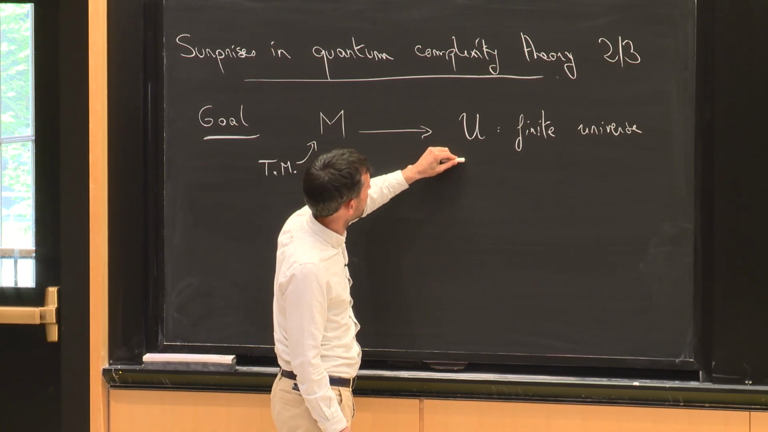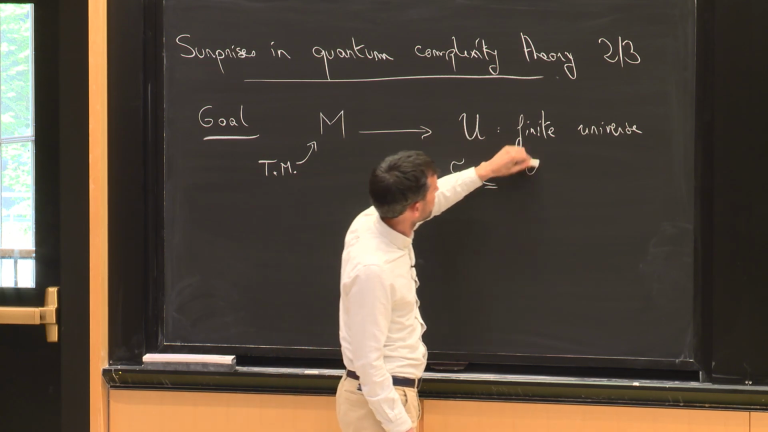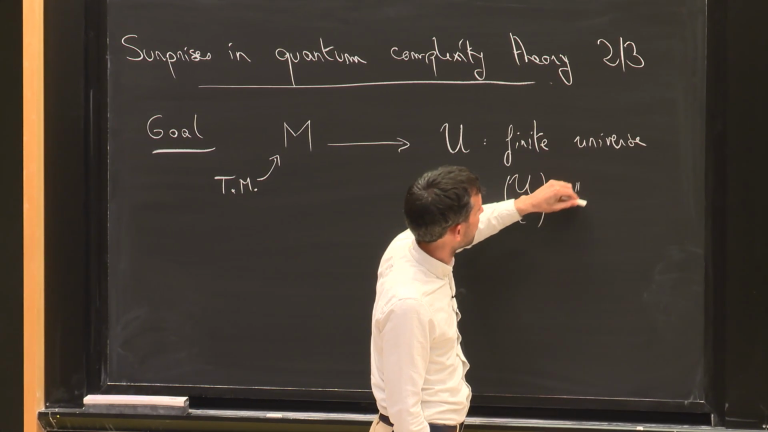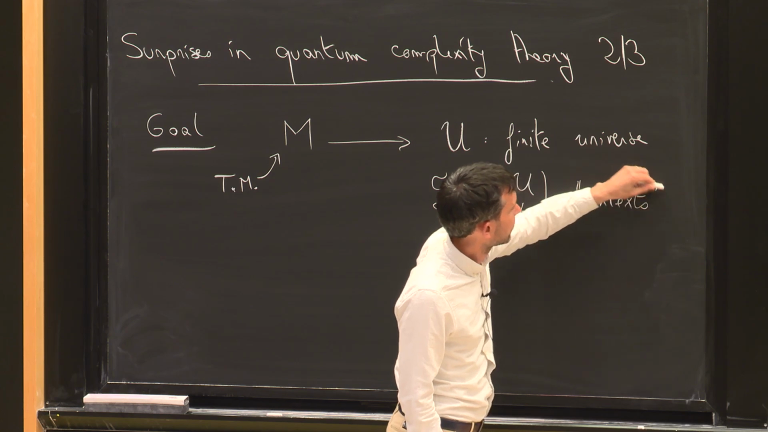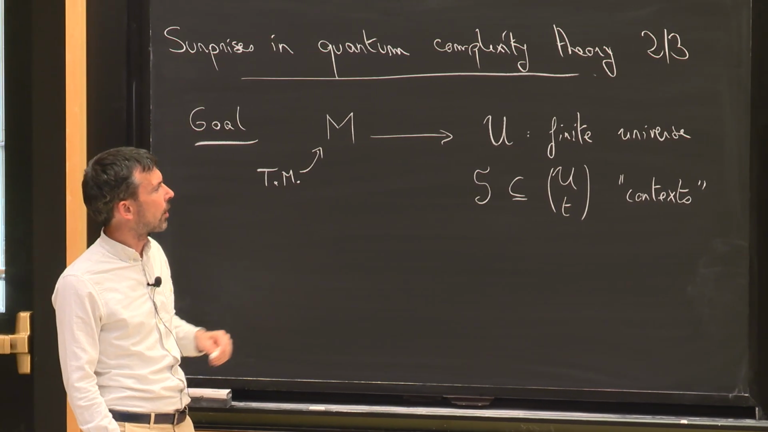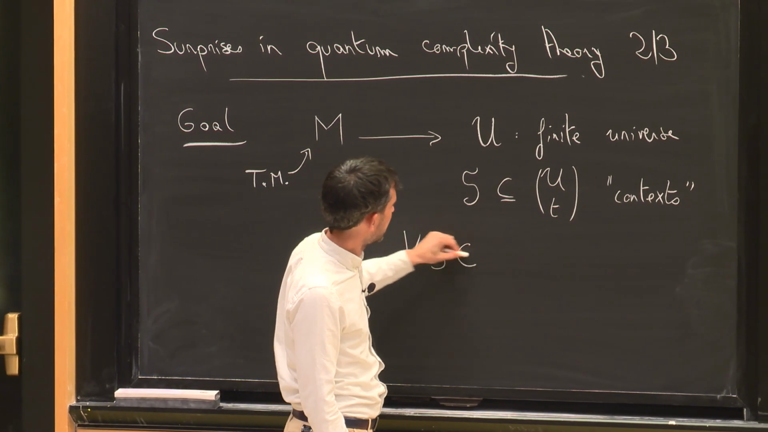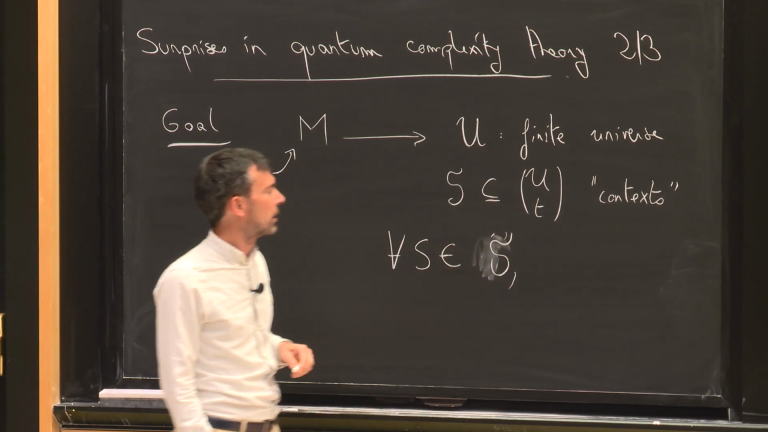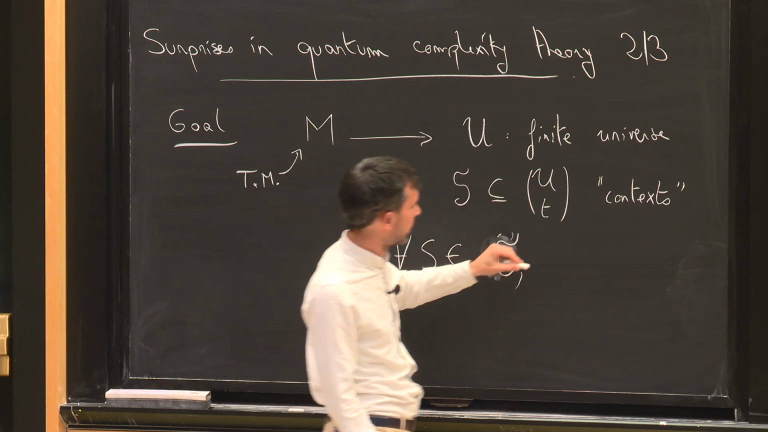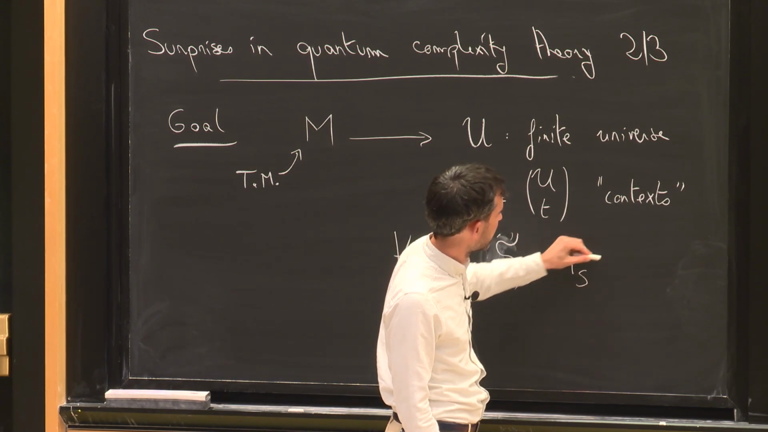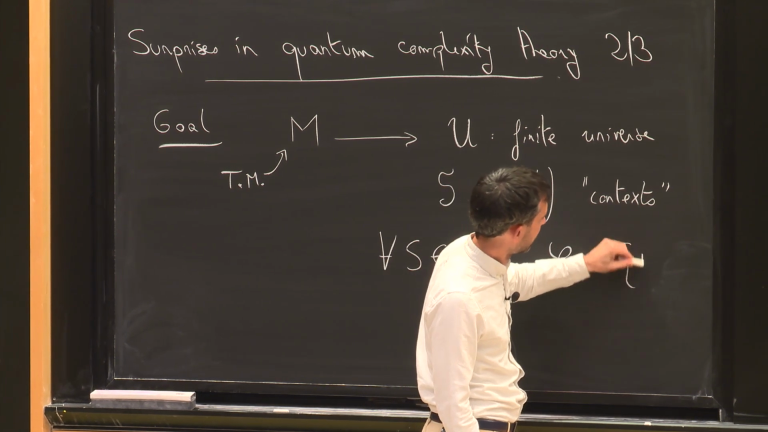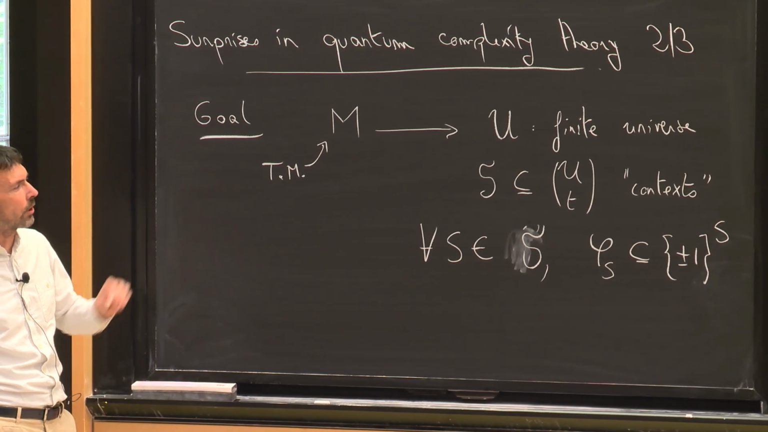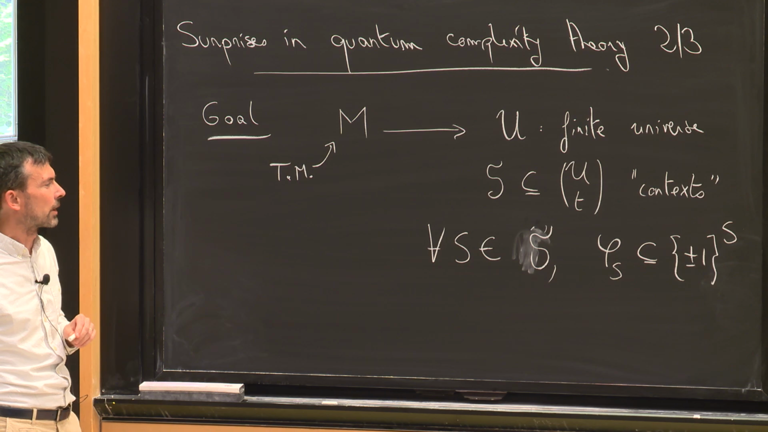Then we have a collection, curly S, of subsets of the universe of bounded size. You can think of the bound as being equal to 3, let's say. I called these contexts. A context is just a set of variables. And for every context S in curly S, I have a constraint on the variables that are in this context. The constraint is just expressed by a function phi sub S, and I think of it as a subset of assignments to the variables in the context. This specifies which outcomes are accepted or valid for that context.